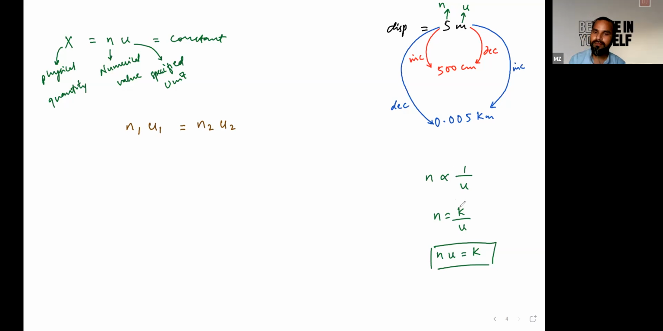What about N1 U1 is equal to N2 U2? Since I've just defined 5 meter is equal to 500 centimeter is equal to 0.05 kilometer, it means the numerical value and its unit in this particular system is equal to this and is equal to this. So we can say the product of numerical value and its unit for any of the systems is always constant. Whether it is in the first system or the second system, we can write N1 U1 is equal to N2 U2 is equal to N3 U3.